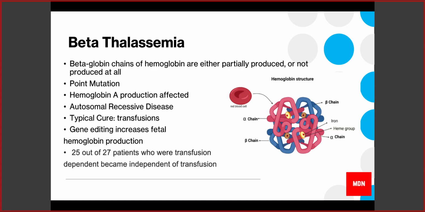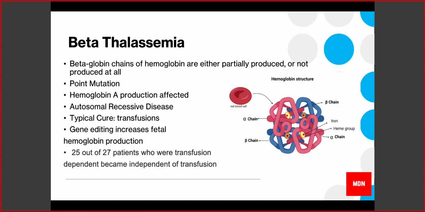So we would instead try and use gene editing to increase fetal hemoglobin production because fetal hemoglobin doesn't require beta chains. And so Vertex Pharmaceuticals and CRISPR Therapeutics' Casgevy utilizes CRISPR-Cas9 technology to edit a patient's hematopoietic stem cells.